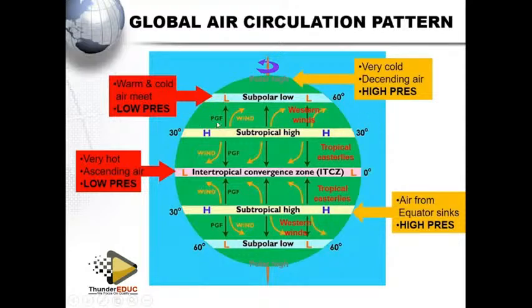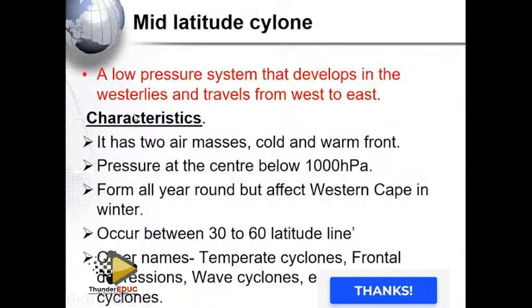That's why we say it develops within the westerlies, traveling from west to east. You understand? The same way here, it is between 30 and 60, traveling from west to east, as it is part of the westerly belt, which is moving from west to east. Okay, what are the characteristics? What can you look at? What features can you tell? Or what can you look at to say this is exactly a mid-latitude cyclone?